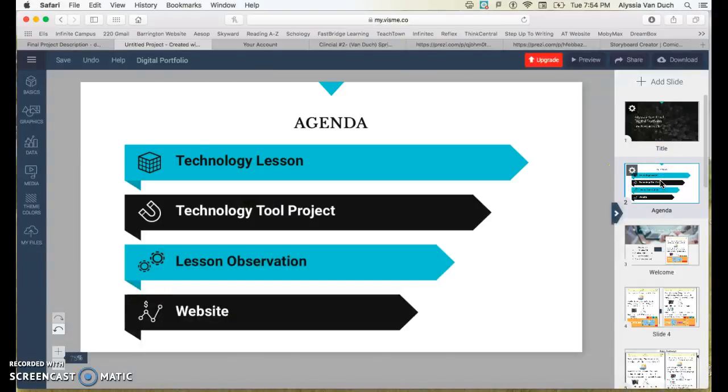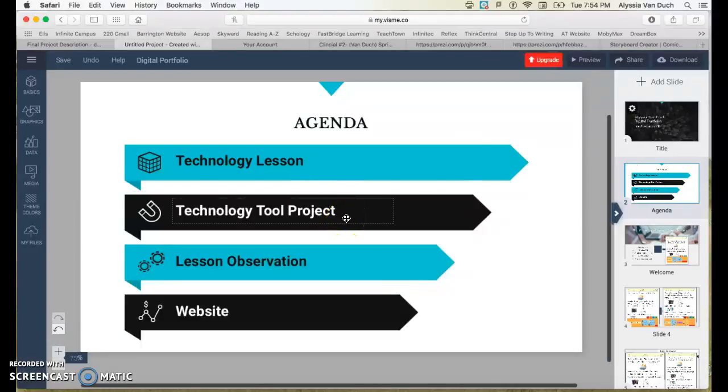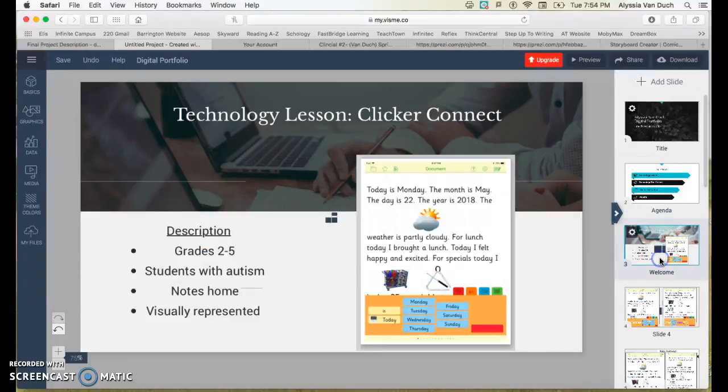Today, I'm going to talk to you about a technology lesson that I taught, a technology tool project that I had my students practice using, a lesson that I observed, and then a website that I found.